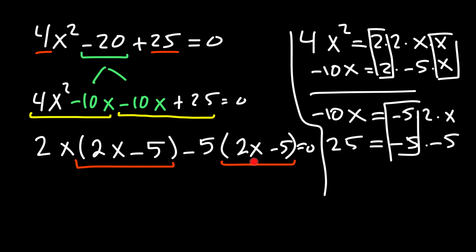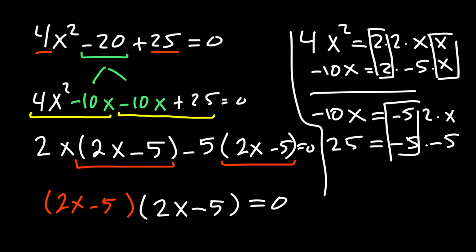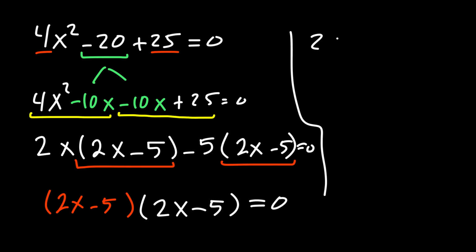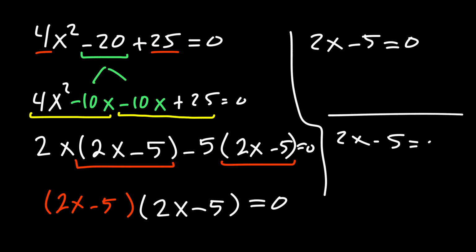Since we have two equal parentheses, it means that we are on the right track. So we'll take them as the greatest common factor. So we have 2x minus 5. And whatever is left, the other factor will be 2x minus 5 as well. And this equals 0. Next, we should set each factor equal to 0. So 2x minus 5 equals 0. Again, 2x minus 5 equal to 0.